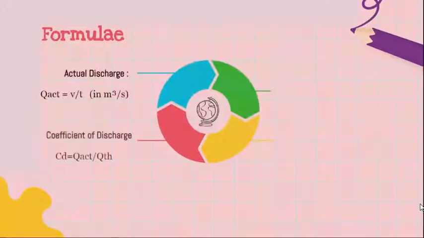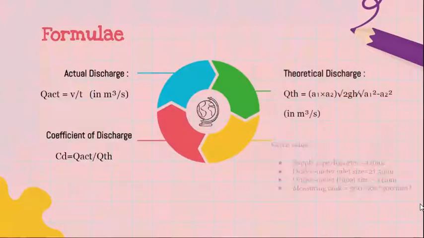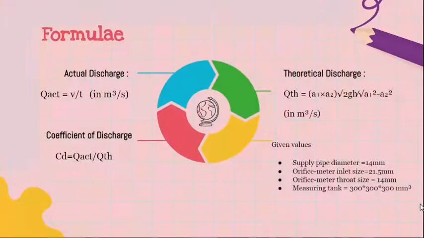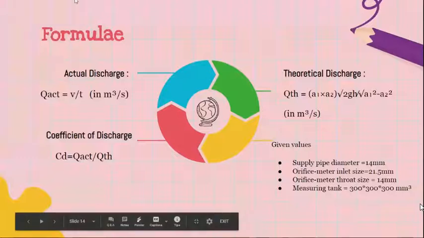These are some of the formulas which will be used during observation, and some specifications are given to us, which is pipe diameter is given, orifice inlet size is given, throat size is given, and measuring tank is given. So next slide.